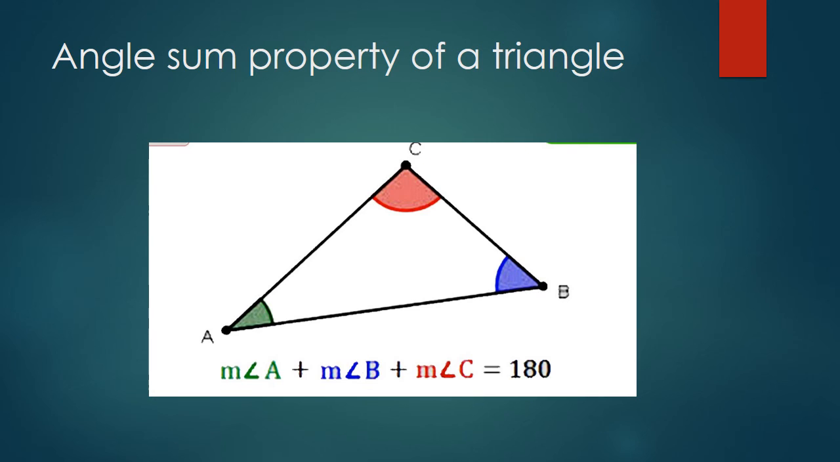Next, we have the angle sum property of a triangle, where in a triangle we know that we have 3 angles. So when you add all the 3 angles, the sum is equal to 180 degrees. We call it the angle sum property of a triangle.